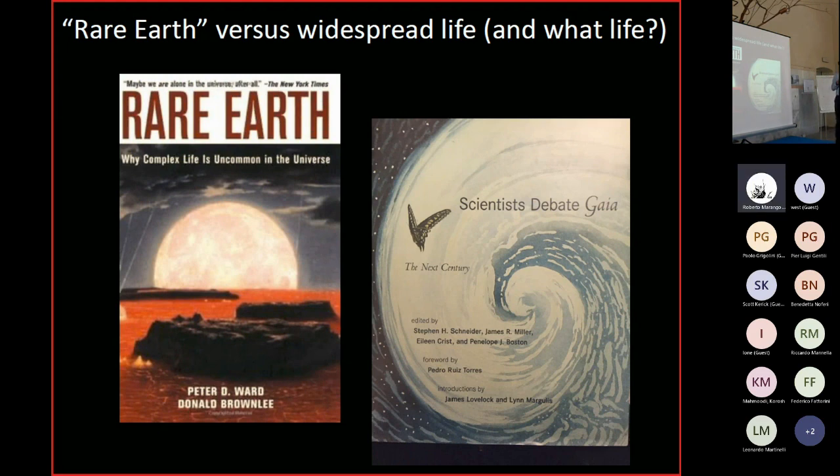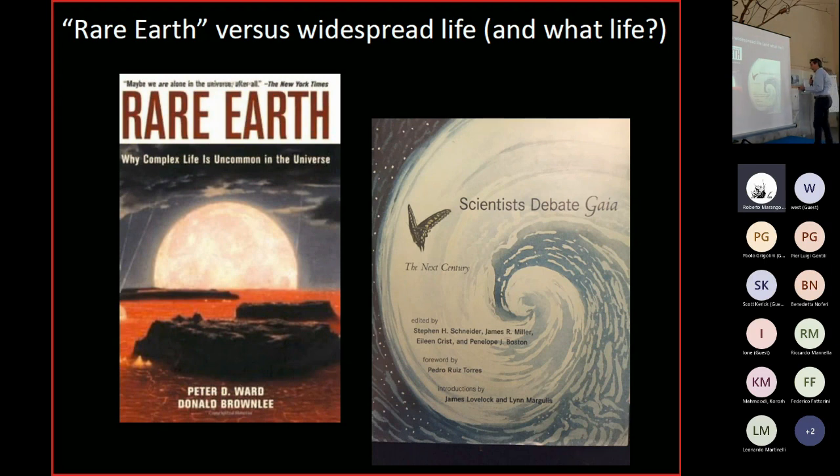And so there's a lot of debate on this. This nice book is Rare Earth, which basically claims that bacteria or prokaryotes can be very common in the universe, but complex life, no, not at all. So that is the conclusion of this. It's a very nice book.